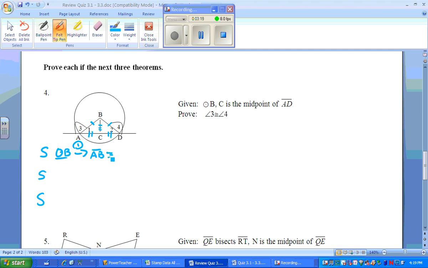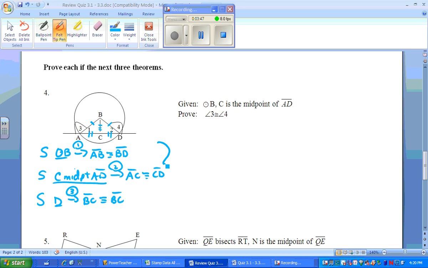So circle B, reason 1, gave us AB being congruent to BD. From C is the midpoint of AD, we receive AC being congruent to CD. And from the diagram, reason 3, we got BC being congruent to BC. From these three statements, we prove the triangle ABC being congruent to triangle DBC.